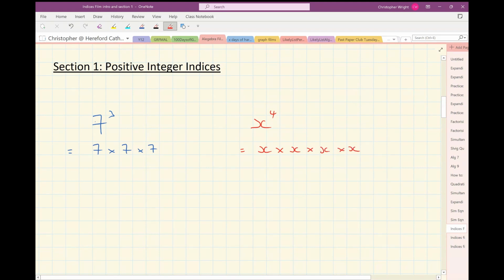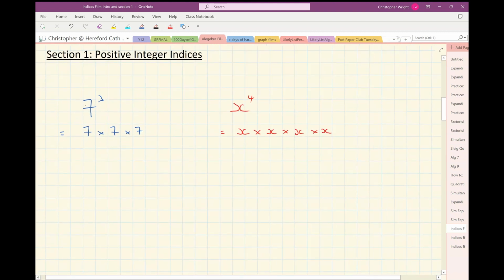Now, there are 3 rules with positive integer indices that you need to be pretty fluent on. The first concerns when you have an expression like 7 cubed and you multiply it by, for example, 7 squared. Now, very briefly, because I imagine that you've covered this already in school, 7 cubed is 7 times 7 times 7, times 7 squared is 7 times 7. So that is the 7 squared, and 7 times 7 times 7 is the 7 cubed. So 7 squared times 7 cubed is 7 times 7 times 7 times 7 times 7, which is, of course, 7 to the power of 5.